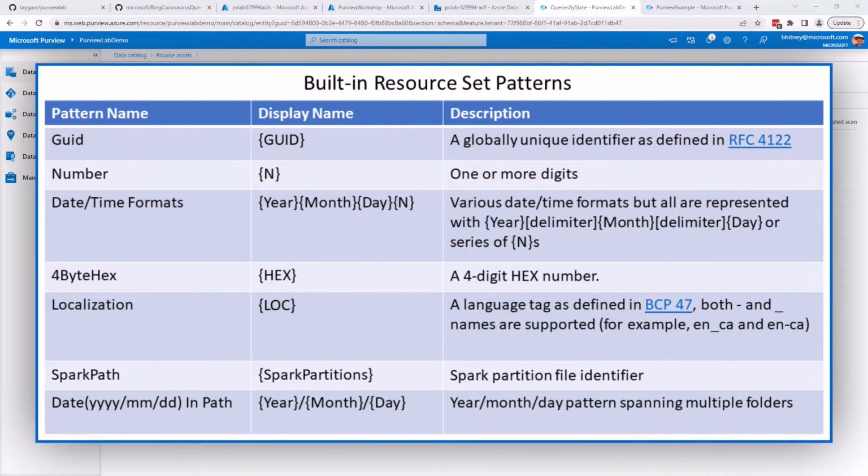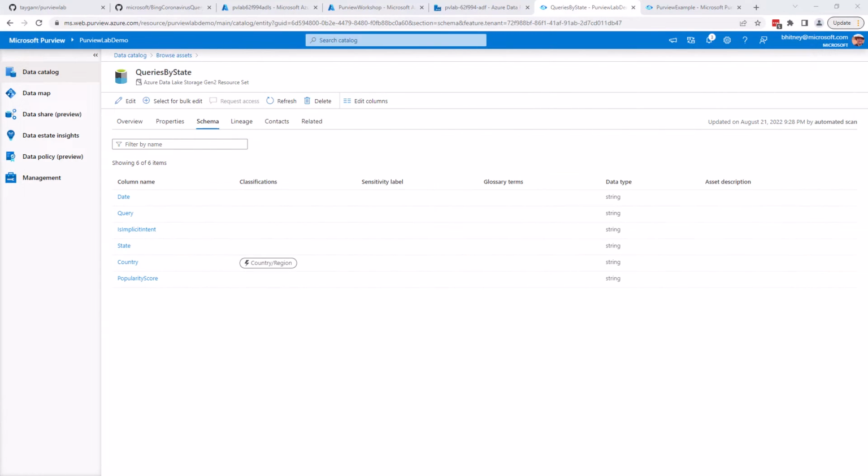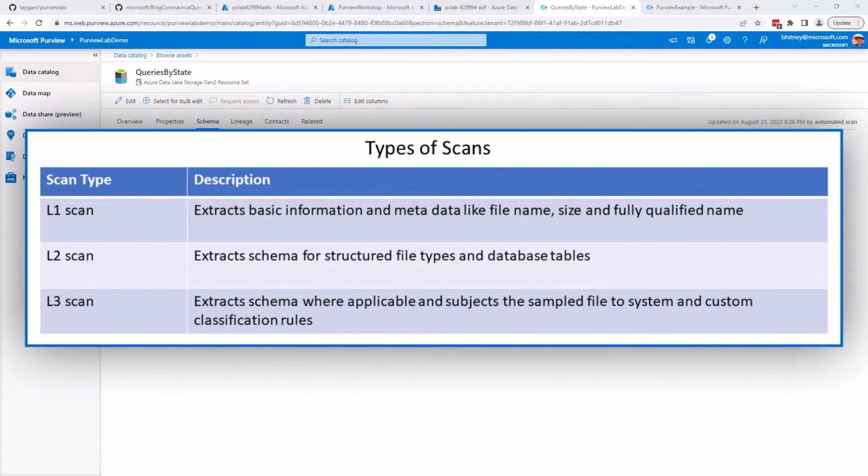The scanner will recognize patterns like GUIDs, numbers, dates, localization codes, Spark partition identifiers, and dates within the file path itself. So this is a good time to take a quick diversion and talk about scanning. You may have seen references to L1, L2, and L3 scanning, and this is what that means.